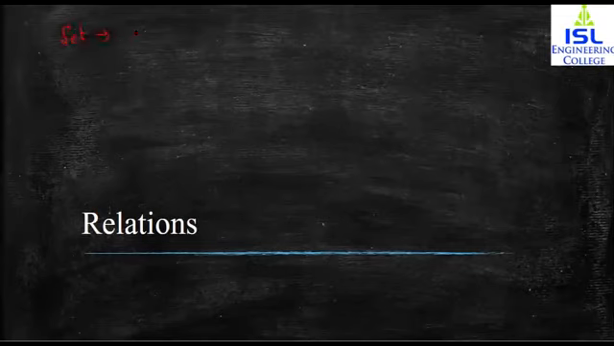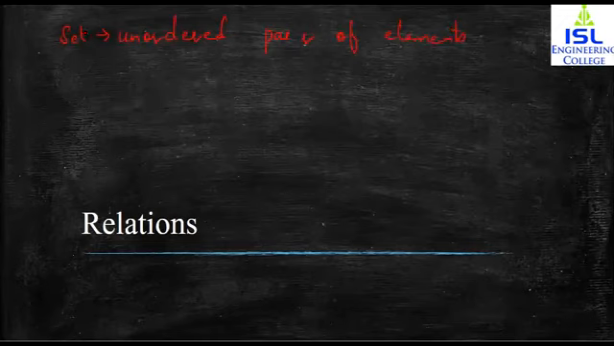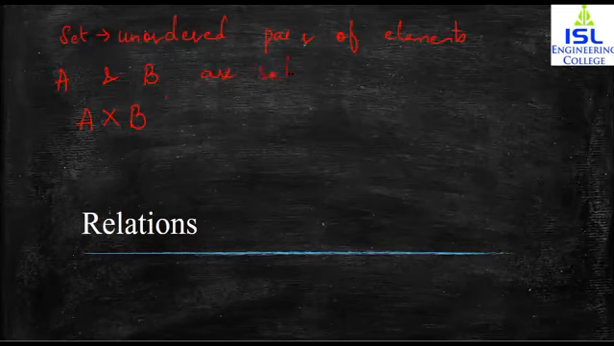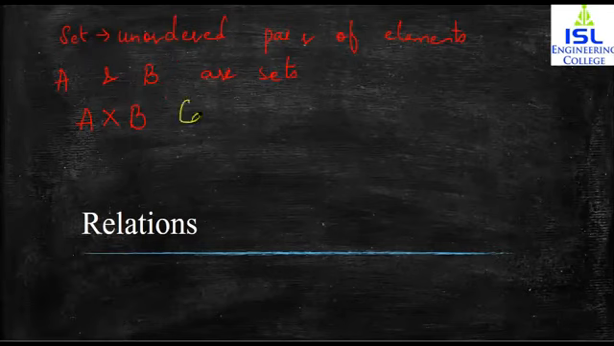A set is basically an unordered collection of elements. Whenever you have two sets A and B containing some elements, we have something known as the Cartesian product A cross B. Here A and B are sets, while A cross B is the Cartesian product.